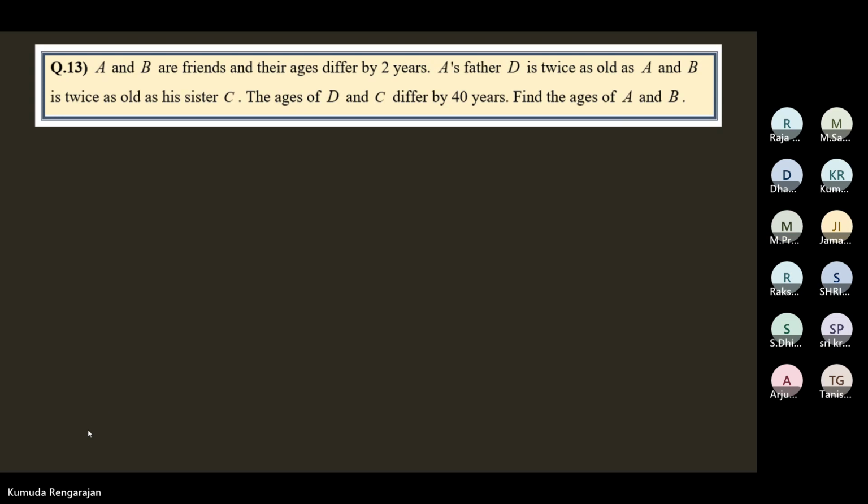Ma'am, I'm getting A's age is 26 and B's age is 24. You must get two sets of answers because A and B are friends and their ages differ by 2 years. So you do not know if A is elder or B is elder. So you will get two sets of answers. If you know who's elder, then you will have only one set of answer, like the test question which you had earlier. Here you will have two answers. I want both.